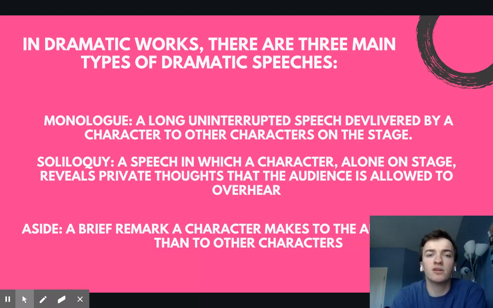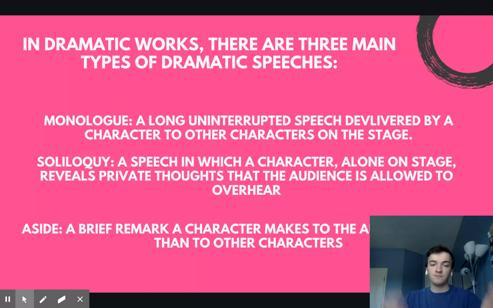So in dramatic works, there are 3 main types of dramatic speeches. This is something I want you to please note. I'm going to talk about it a bunch of times as we go through this unit. First one is a monologue. A monologue is a long, uninterrupted speech delivered by a character to other characters on the stage. So basically, the character who is delivering a monologue is giving a speech, while other characters, other actors, are listening to that speech.